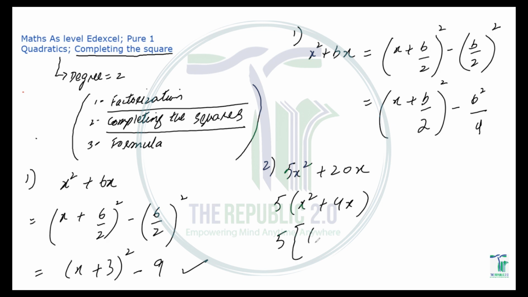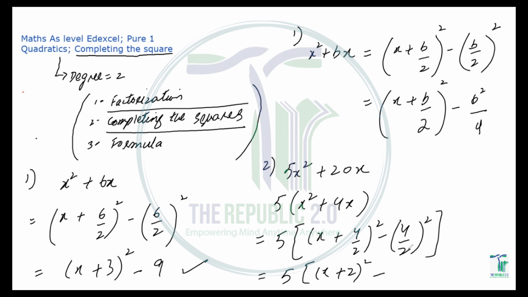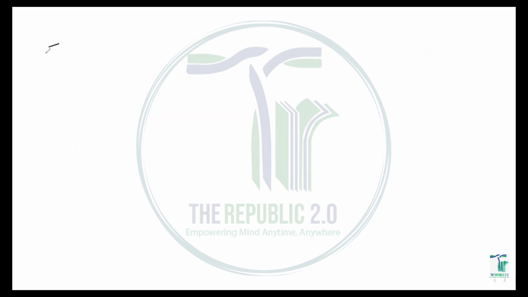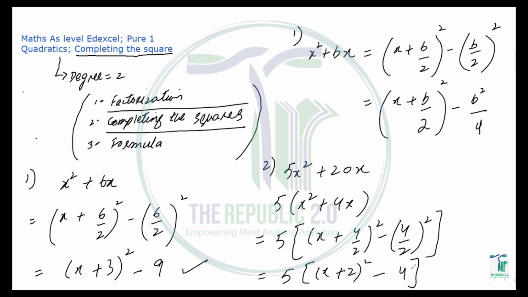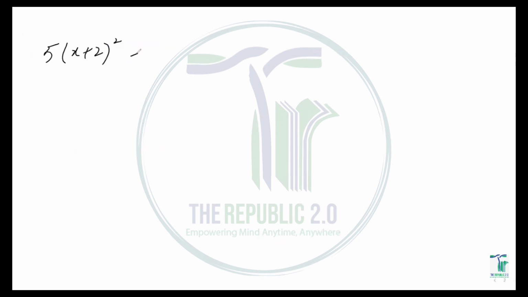So 5 times (x plus 4 upon 2) squared minus (4 upon 2) squared, and the bracket closes. Now you would end up having 5 times (x plus 2) squared minus 2 squared, which is 4. Then you would have 5 times 4, which is going to be negative 20. That is how you can write any expression in completing square form, but the condition is that the coefficient of x squared has to be 1.